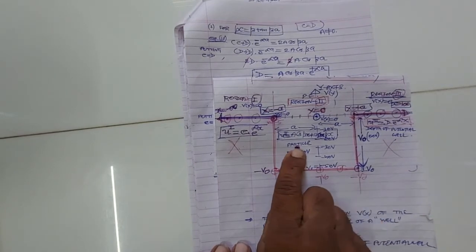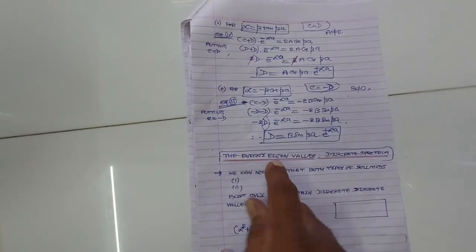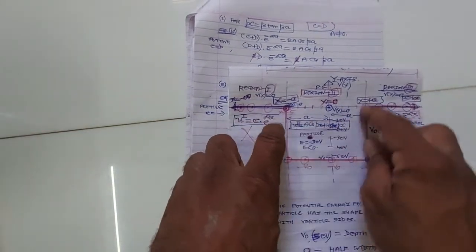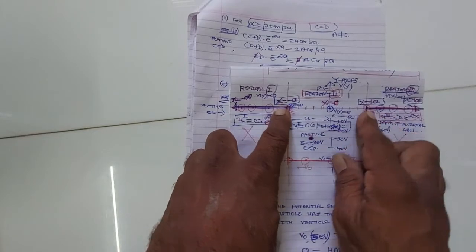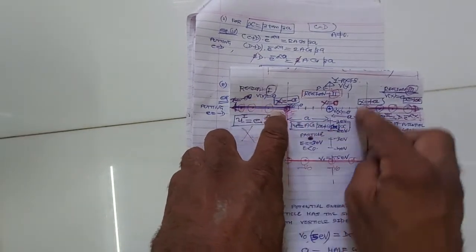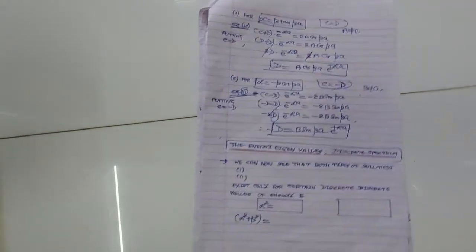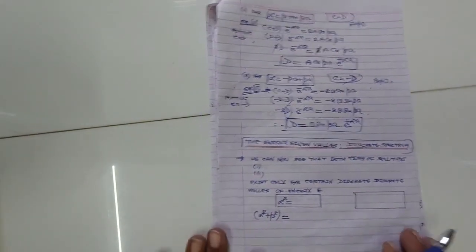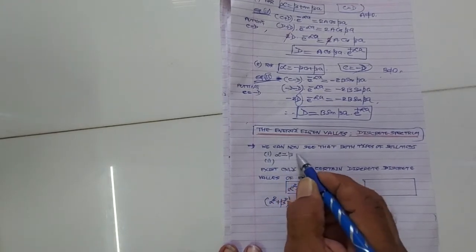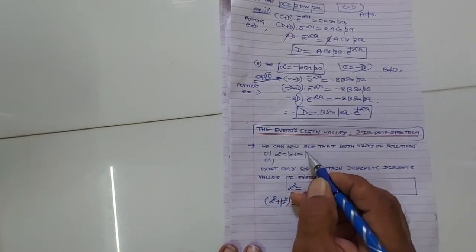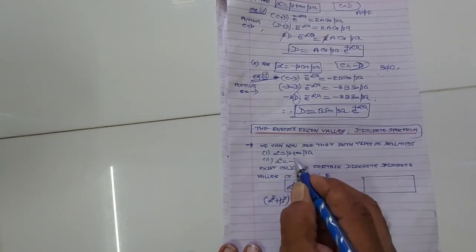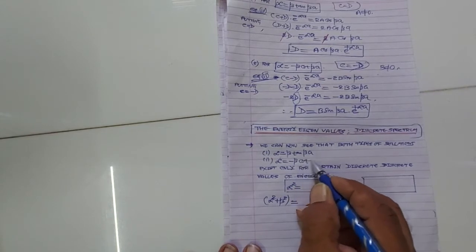So let us now calculate the energy eigenvalues of the particle which is bound inside the square well between minus a and plus a. Now we can see here that we have obtained two solutions. One solution is alpha is equal to beta tan beta a, and the second solution is alpha is equal to minus beta cot beta a.